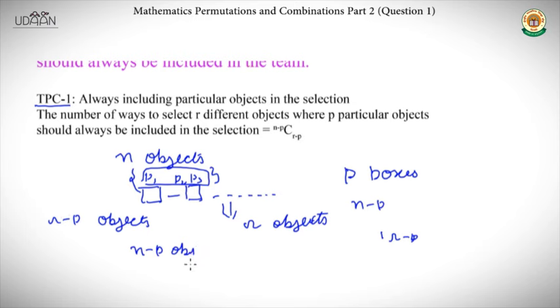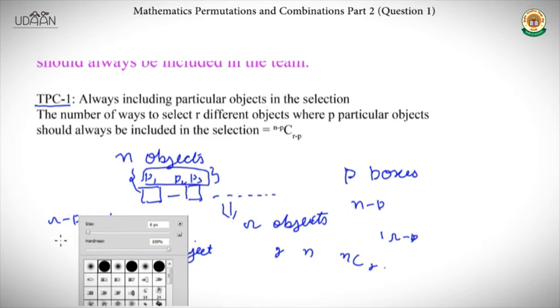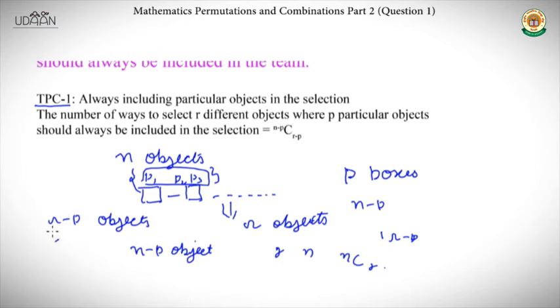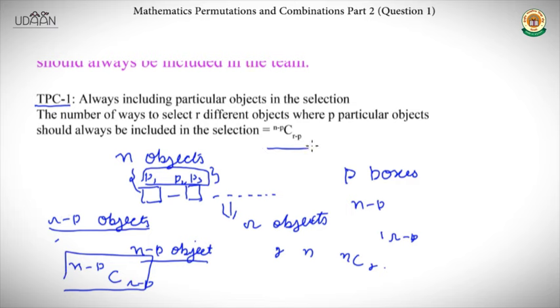And as we know, the number of ways to select r objects from n objects is nCr. Therefore, we can say that the number of ways to select r minus p objects from n minus p objects will be n minus p C r minus p. This is what the formula says.